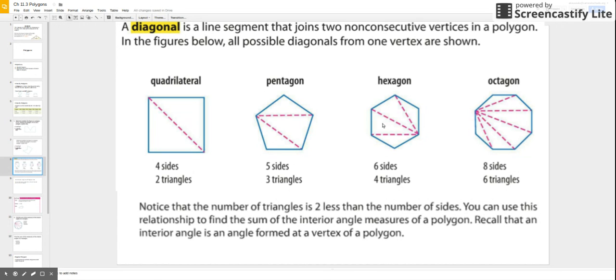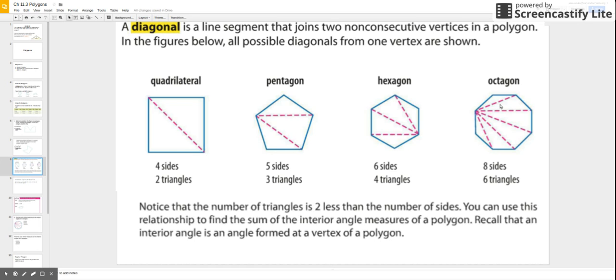Here we chose this vertex, there's 3. Here we chose this vertex, there's 5. There are 6 triangles. All right, let's move on with what that actually means. So the diagonals create triangles, okay? Notice here there are 2 triangles, here there are 3 triangles, 4 triangles, and 8 triangles.